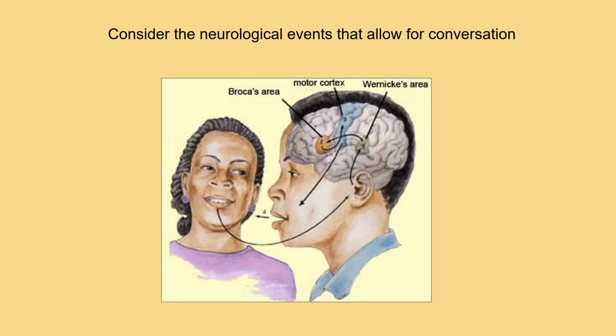Wernicke's area will allow him to make sense of her language. Oh, she just thanked me for doing the dishes yesterday. And now he wants to say, well, you're welcome, Mom. It was my pleasure. So from Wernicke's area, information gets sent to Broca's speech area. In Wernicke's area, he can think of the words that he wants to use. Well, thanks, Mom. It was my pleasure. And in Broca's area, the motor output is initiated.